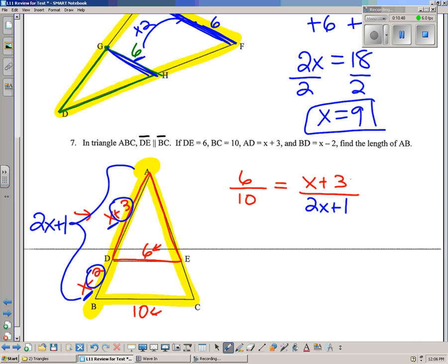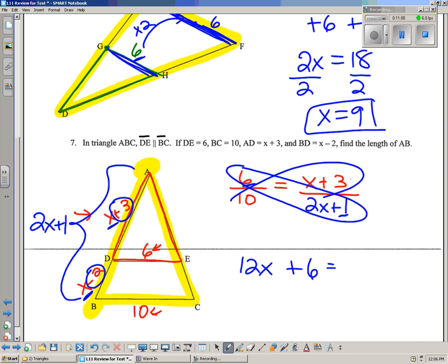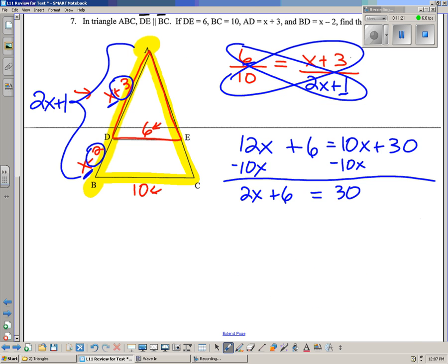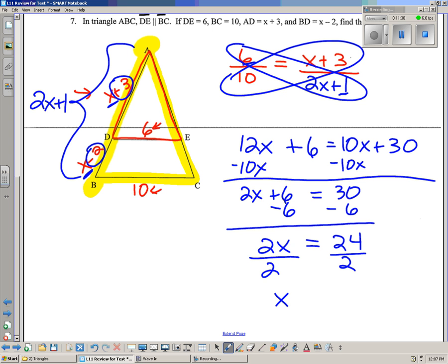All right, next step is to cross multiply. So we get 6 times 2x is 12x plus 6. Remember distributing, 6 times 1, equals 10x plus 30. And so now we can combine, or rather shuffle around the terms. We get 12x minus 10x is 2x plus 6 equals 30. Let me just extend my page. 2 more steps here. Subtract 6 on both sides. So we get 2x is 24. Divide by 2. X is 12.